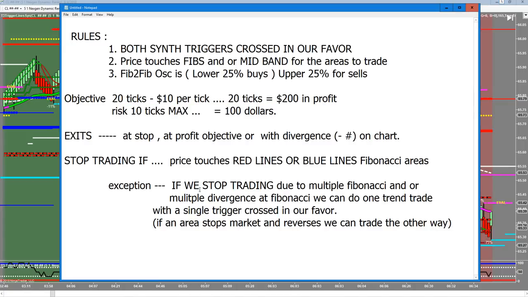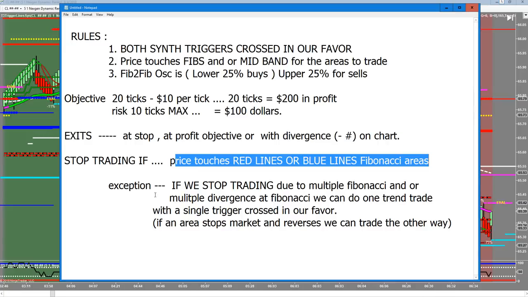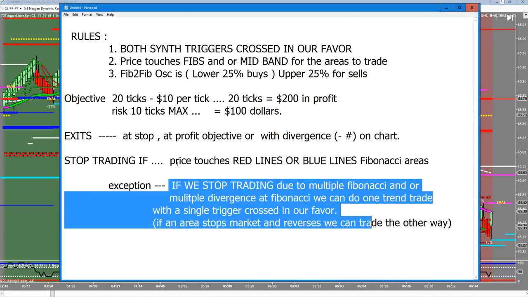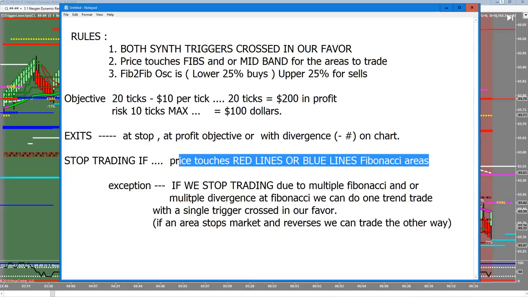Okay, pretty straightforward. Now, we're only going to get out if we get stopped out, we get to a profit objective, or we have divergence, which will be represented by a white negative number on the chart. And we're going to stop trading if we hit a whole bunch of Fibonacci lines. And we're going to go the other way if one of our synthetic triggers, not both of them, crosses the other way from one of these multiple Fibonacci areas. So is everybody okay with the rules?